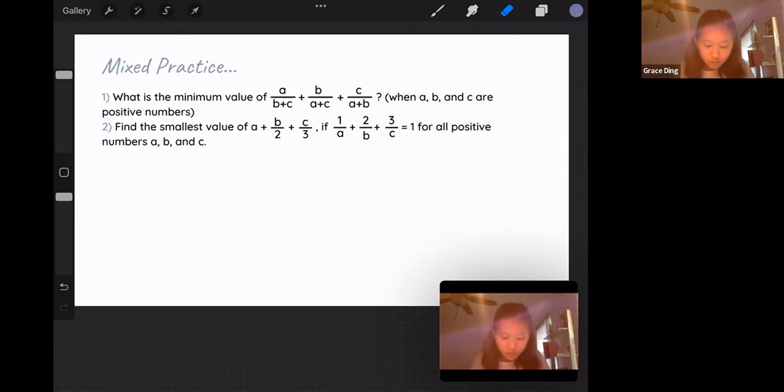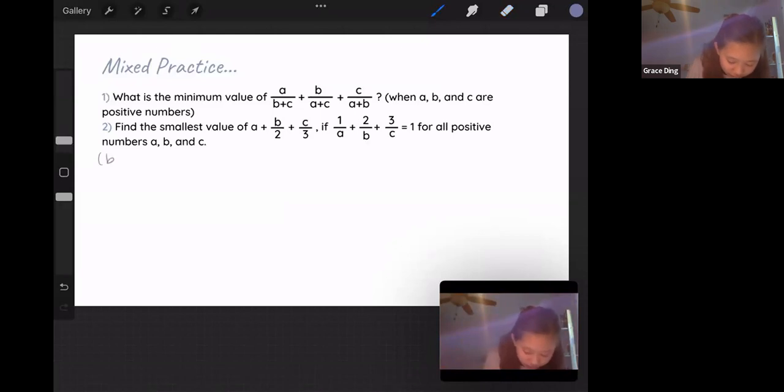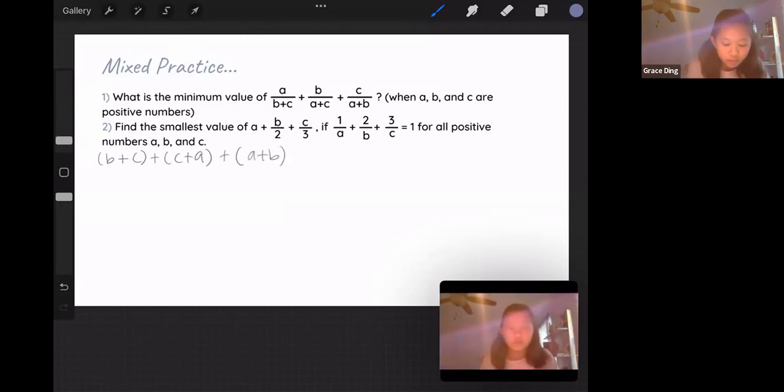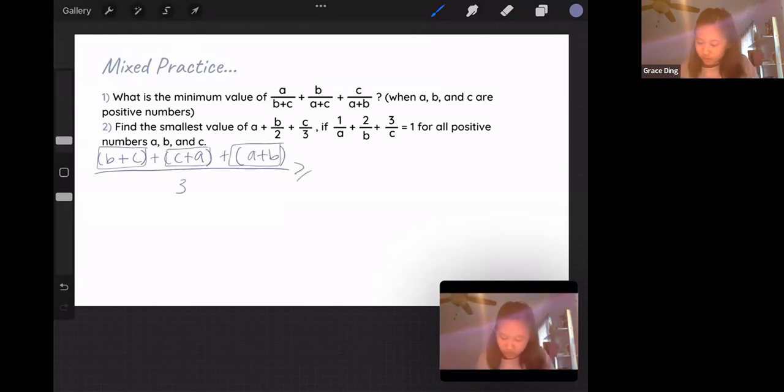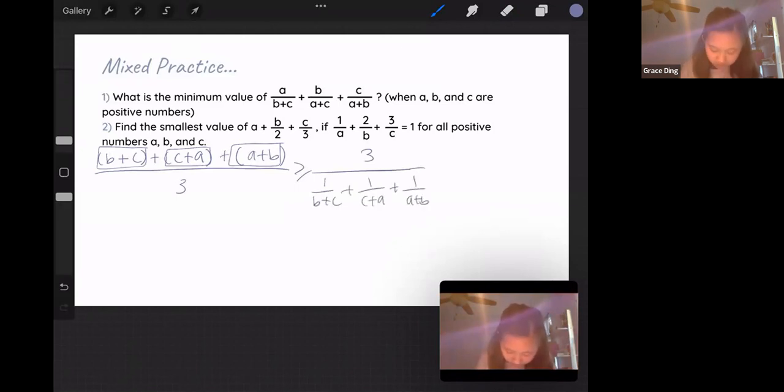Okay. So for the first one, we can use HM. First, let's do it to where we have three terms. And then for AMGM, we will divide them by 3 because we're going to pretend that each of these is a term. So by HM, we'll have 3 over 1 over B plus C plus 1 over C plus A plus 1 over A plus B.